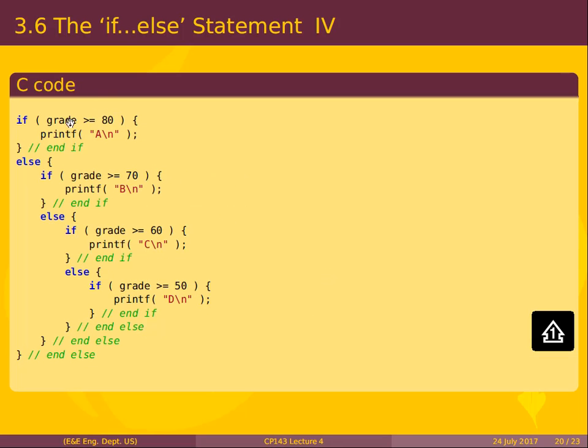In terms of C, this is what it would look like. If the grade is greater than or equal to 50, then you can just print A. Otherwise, we can test: is the grade greater than or equal to 70, print B, and it'll exit. Or if it's not the case, then it goes down. So this is called nesting. You put one control statement inside another.